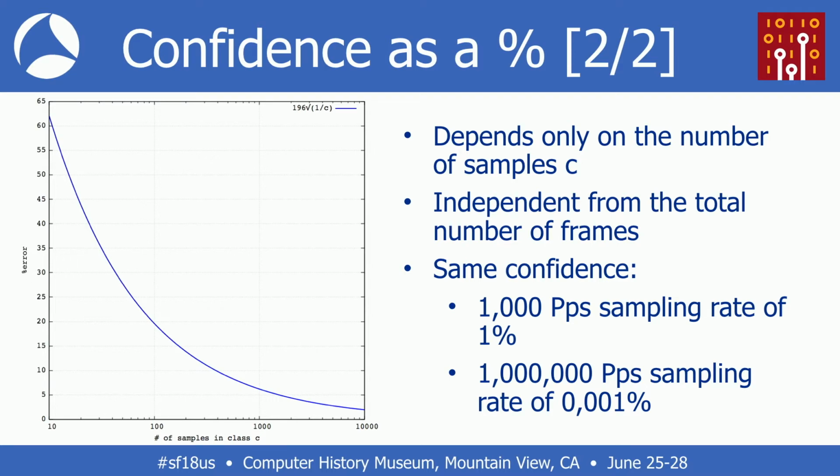So this means, for example, that you can get the same confidence, the same percentage of error, on a small device by configuring a 1% sampling rate. You can get the very same confidence level on a high-speed device that generates 1 million packets per second just by setting up a 0.001% sampling rate. So it's independent of the actual number of frames that traverse the network.